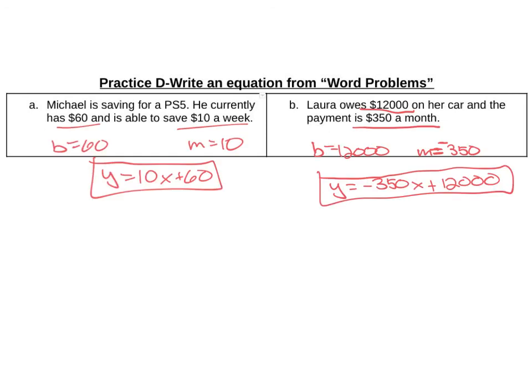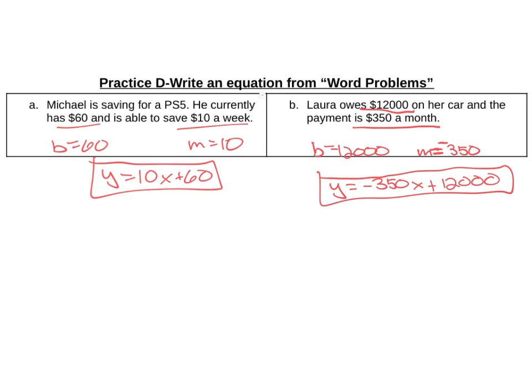Okay, first one here, we got starting with $60 already saved, doing $10 a week. Well, right there we got our y equals 10x plus 60. If we go over here and Laura owes $12,000 on her car and the payment is $350 a month, we will be writing this like we are paying this off.